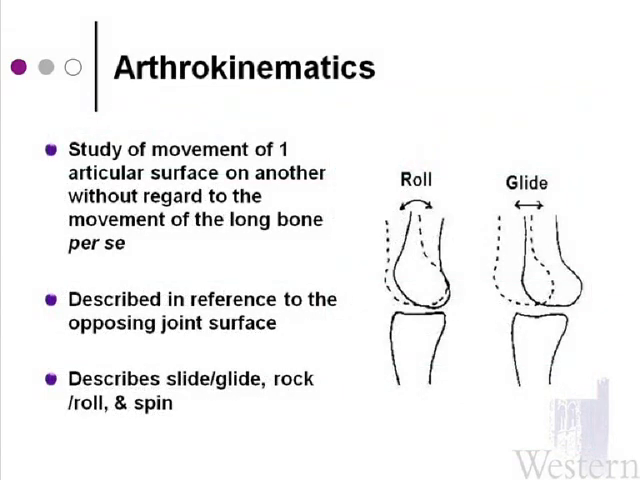Now that we have described osteokinetics and kinematics, we will turn our attention to arthrokinematics, or the study of the movement of one articular surface on another without reference to the forces producing that movement or the movement of the long bone per se. Arthrokinematics are often described in association with the resulting osteokinematics, however. Arthrokinematically, we generally describe three types of movement. These are slide or glide, rock or roll, and spin.